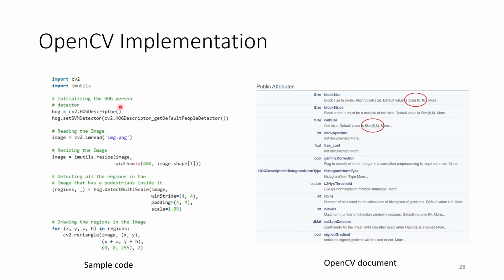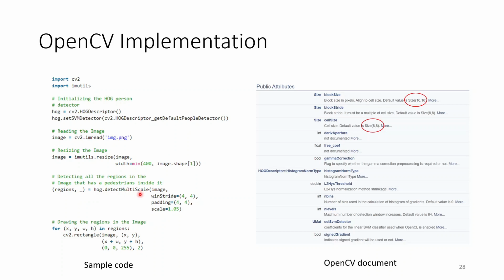Okay, let's see the OpenCV implementation. For those of you who want to use the algorithm, the code is very simple. Just import OpenCV, create the instance of HOG and load the default detector. It means load the support vector machine. Then given an image, resize it to the size you want, and call the detect multi-scale function.